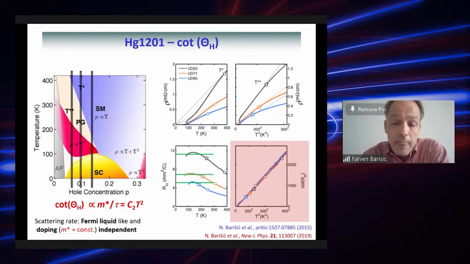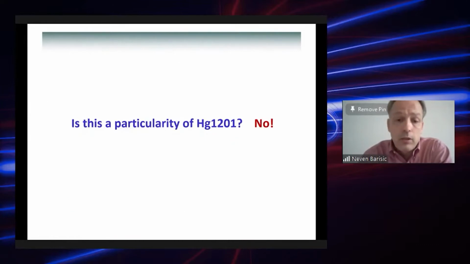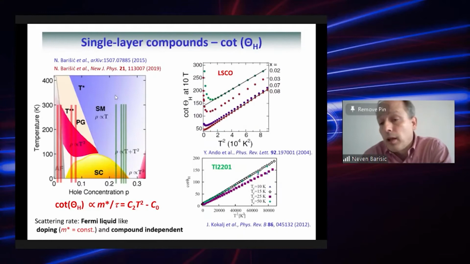We measured that across the pseudogap regime. In mercury 1201, we always get the same result. Is this a particularity of mercury 1201? In fact, it's not. Here I show you the data for LSCO and thallium on the overdoped side. Again, they exhibit T squared. So it was known from 2004 that there is a T squared, and earlier, in fact, Ong and Anderson discussed this T squared behavior of the cotangent Hall angle.